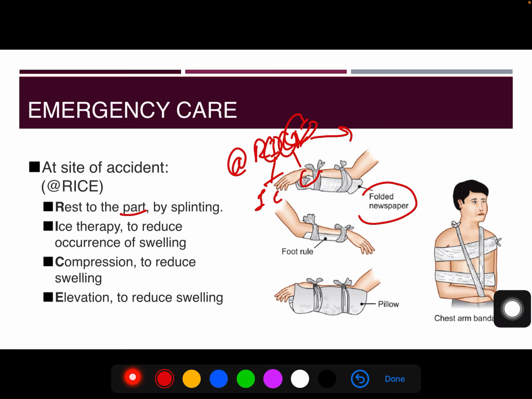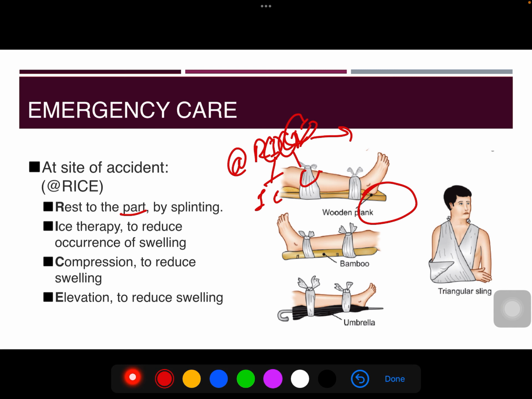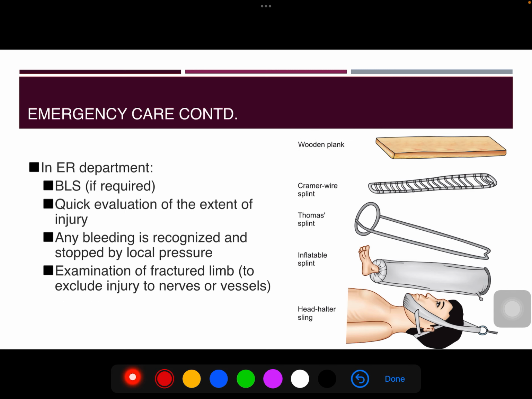We can use a folded newspaper or a pillow or the chest wall to rest the part of the fracture, and ice therapy to reduce swelling, compression, and elevation also to reduce the swelling at the fracture site. In the emergency care department, we have to do basic life support and a quick evaluation of the extent of the injury, and any bleeding is recognized and stopped by local pressure, and examination of the fracture parts to exclude injury to the nerves and vessels.